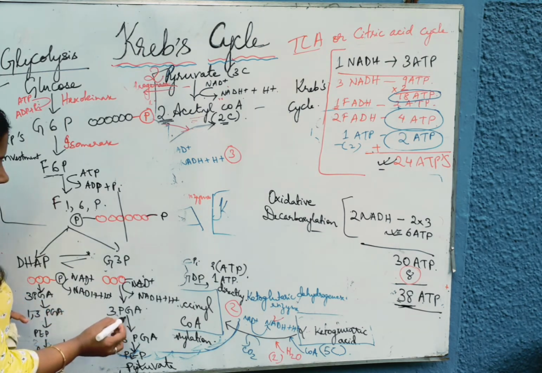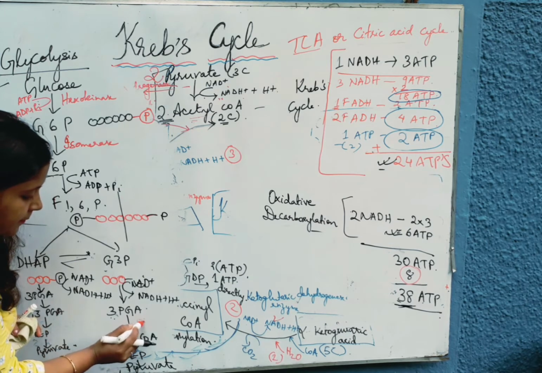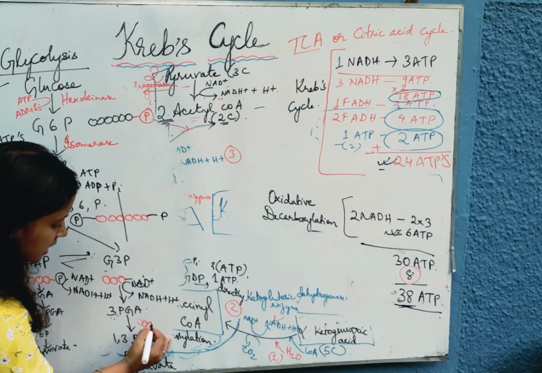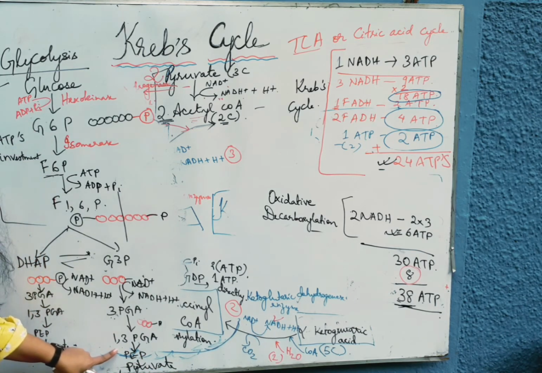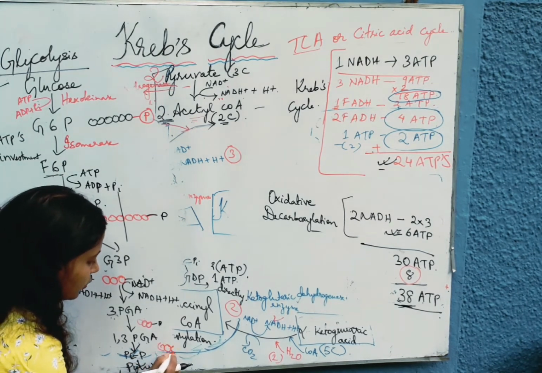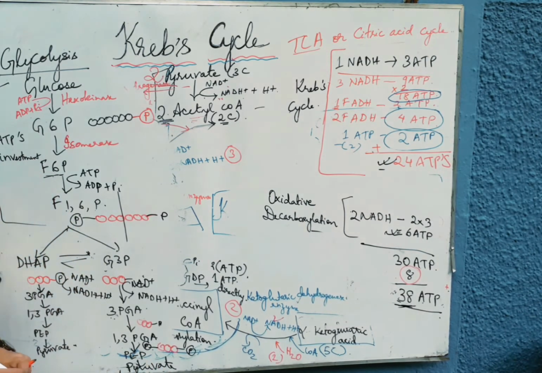When the 3-PGA is converted to 1,3-PGA, phosphate has been added here. Means there are 3 carbon atoms here, and here phosphate was at the 3rd place. Now one more phosphate is to be added to form 1,3-phosphoglyceric acid. So here 1, 2, 3, phosphate added, and here also phosphate added. Now phosphoenol pyruvate is formed. Between this phosphoenol pyruvate and pyruvic acid, one more ATP is produced.